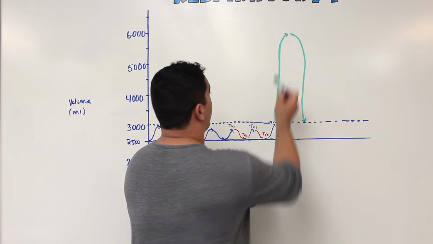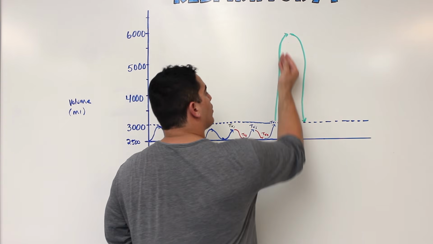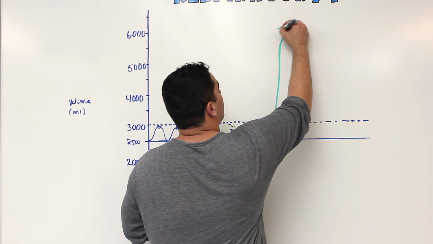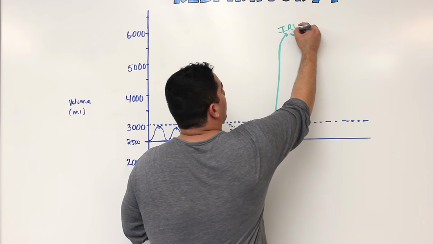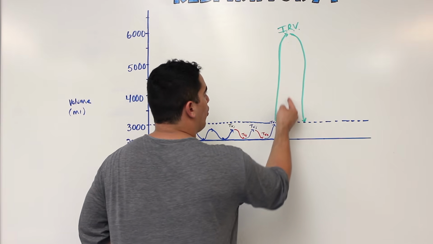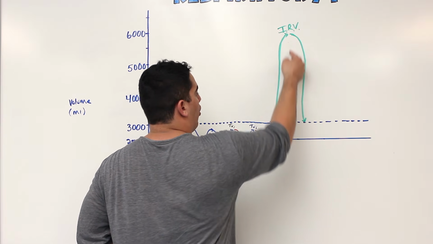So what is this volume up here called? The amount of air that I'm bringing in forcefully beyond the tidal volume inhalation is called inspiratory reserve volume. This is the total amount of air that I'm bringing in beyond tidal volume inspiration.